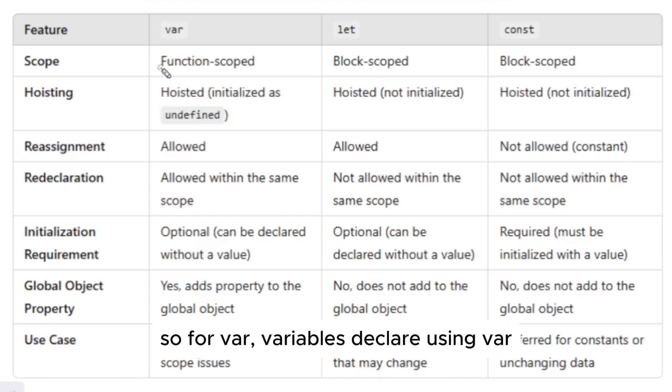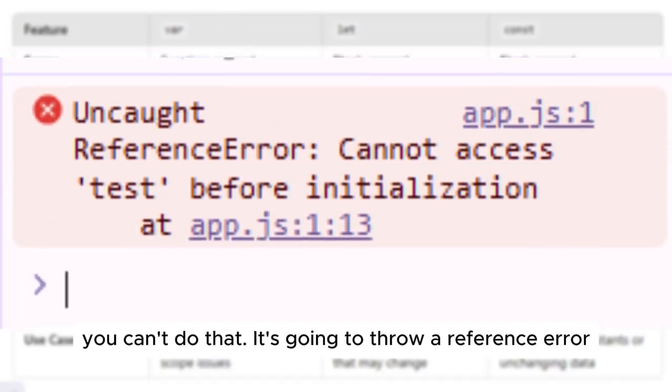So for variables declared using var, you can reference the variable before the point where it is declared, whereas for let and const, you can't do that. It's going to throw a reference error.